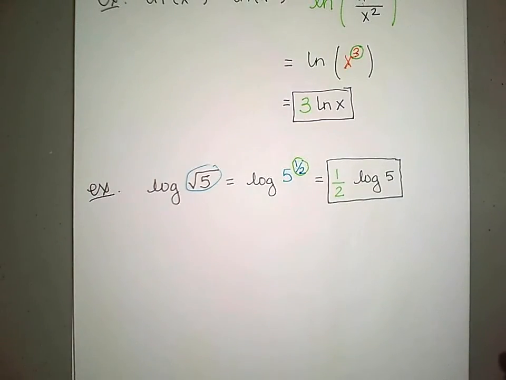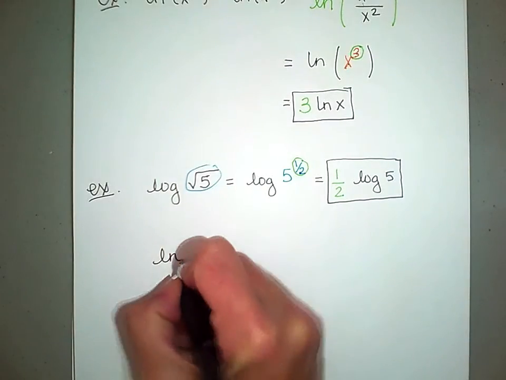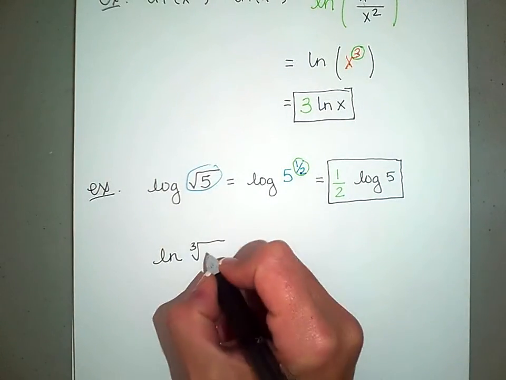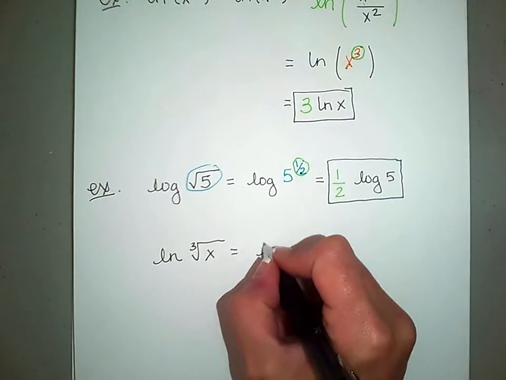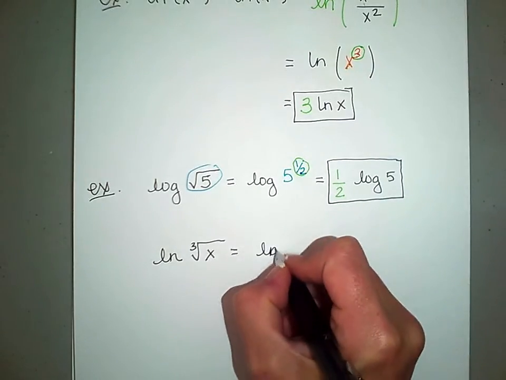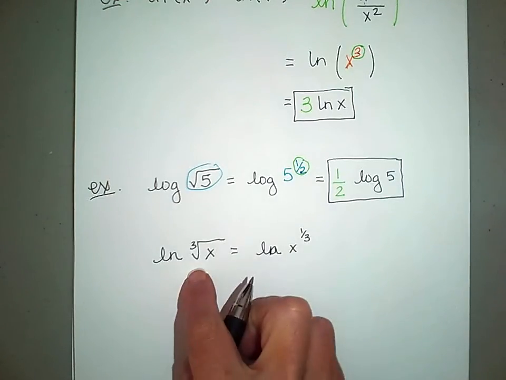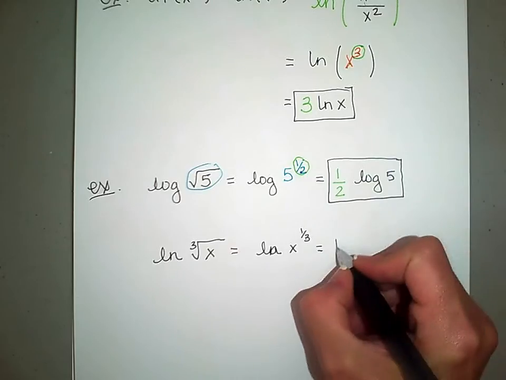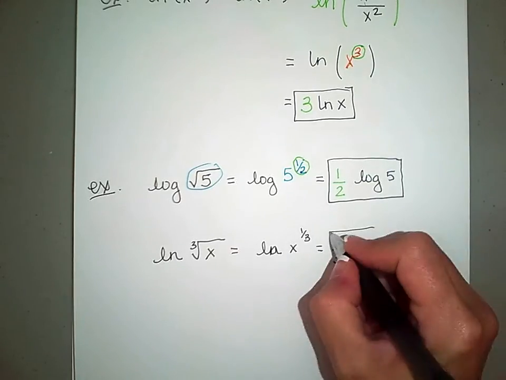And this will work for any power. Okay, what do I mean? I mean if we have the natural log of, let's do a cube root of x, we could write this as the natural log of x to the 1/3 power by writing this exponentially. And then I can take this power and bring it outside to get 1/3 the natural log of x.